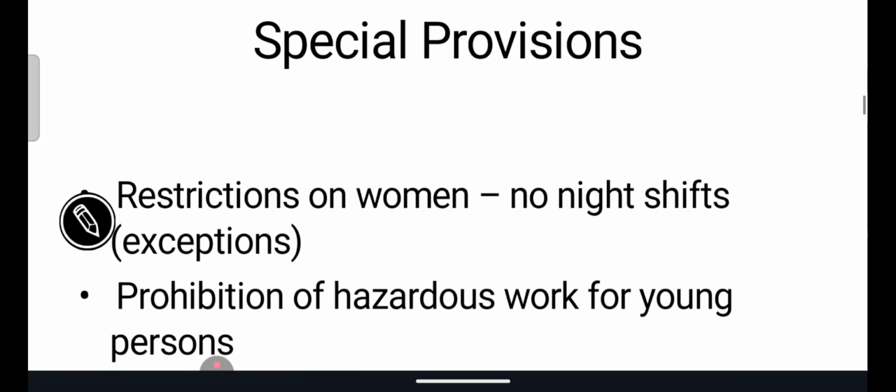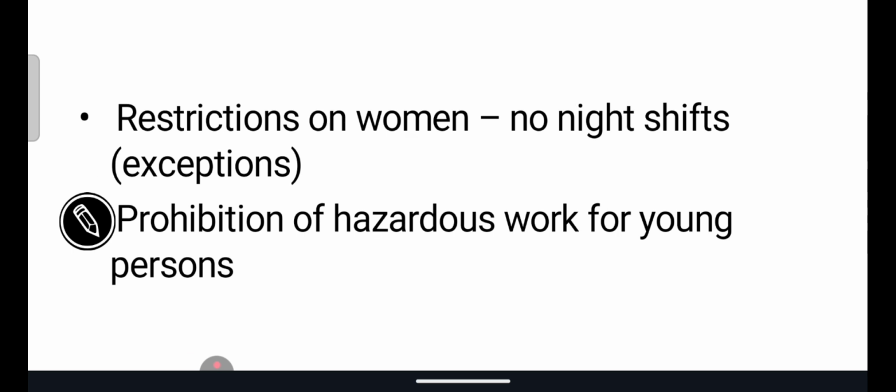So special provisions are restrictions on women: no night shifts, with exceptions. Women are not allowed to work night shifts, but there are exceptions, because if they really want to, they can give a notification to the legal authority to do night shifts. They are otherwise prohibited from night shifts, but if an individual woman wants it, she can do it. There's no problem about it.